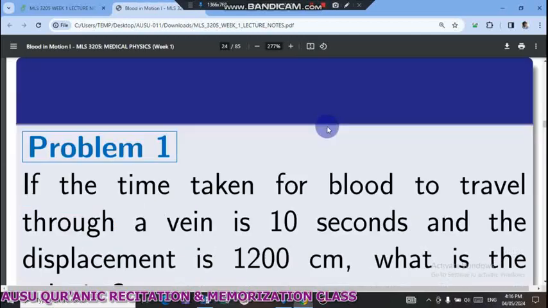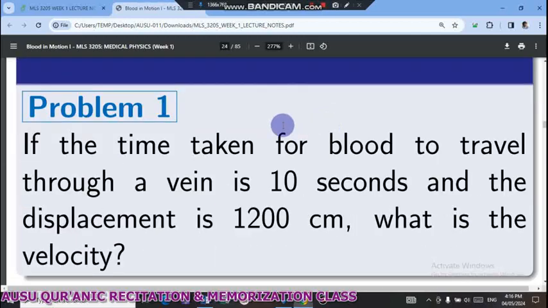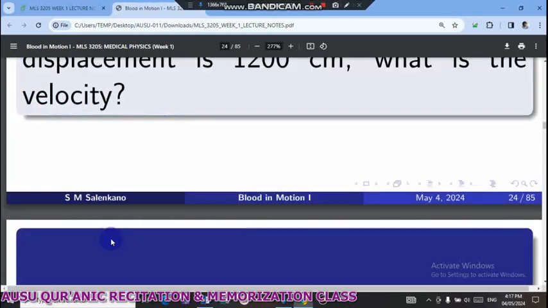Now let's look at the first problem. The first problem says, if the time taken for blood to travel through a vein is 10 seconds and the displacement is 1200 centimeters, what is the velocity? We are given the time taken, we are given the displacement, then we are asked to find the velocity.